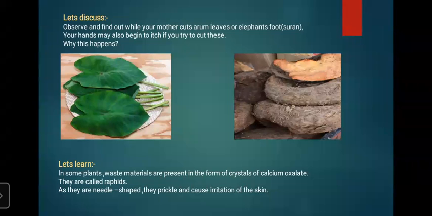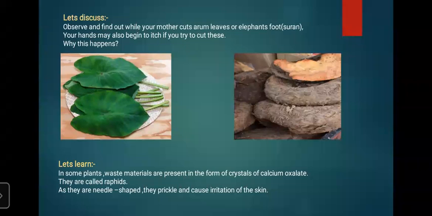Whatever the waste material of excretion in plants, we know that it is present inside the vacuole, flowers, fruits, and bark of the stems, right? But in these leaves and in this elephant food suran, waste material is present in the form of crystals of calcium oxalate, which are called raphids, and these are needle shaped. When we touch it, we get a prickle sensation and it causes irritation to our skin also.